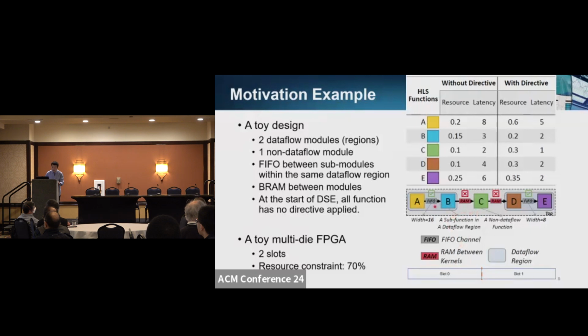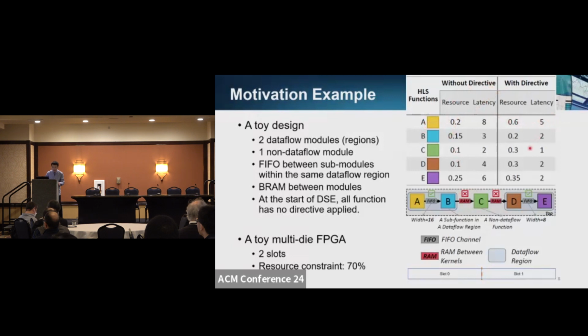A and B are submodules connected by FIFO in the same dataflow region, and D and E as well. They are connected by FIFOs with different widths, 16 and 8 between D and E. C is a non-dataflow module connected through RAM to the dataflow kernels. In this case, for latency optimization, we suppose that each module has a directive to apply, because I want to explain it clearly. So we just use one directive, which means that you either apply it or not. Suppose that when you apply it, the function uses more resource and achieves a lower latency.